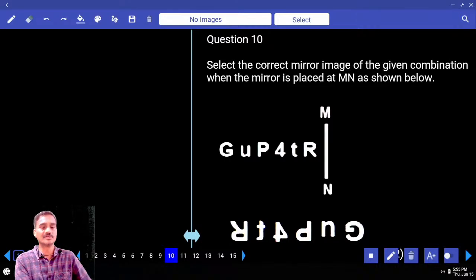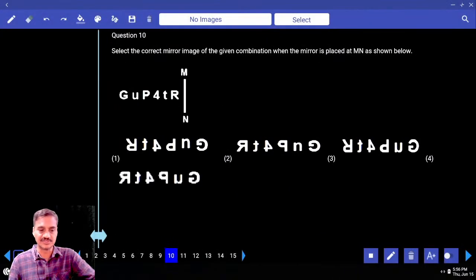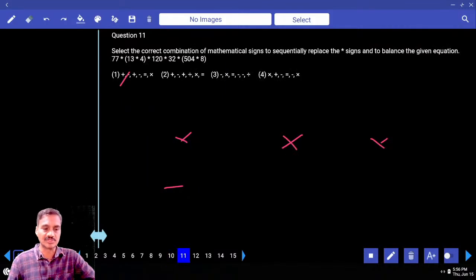Now it is based on mirror image. Now in this mirror image, G which is at the left hand side, if it is at the right hand side, this is ruled out, isn't it? Now this is ruled out. Then U and P is different. P must be like this. Hence what is your answer? Choice 4. Then coming to question number 11.